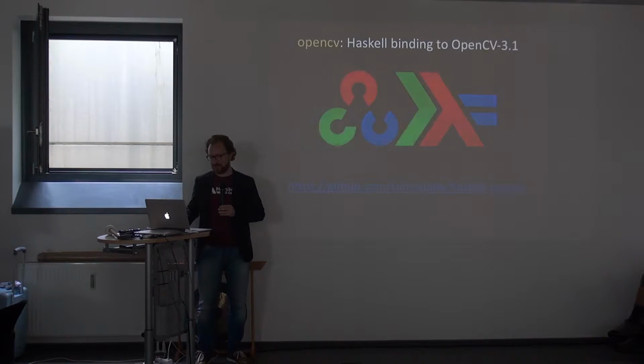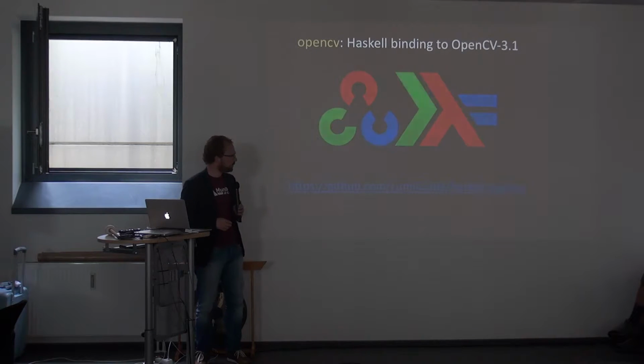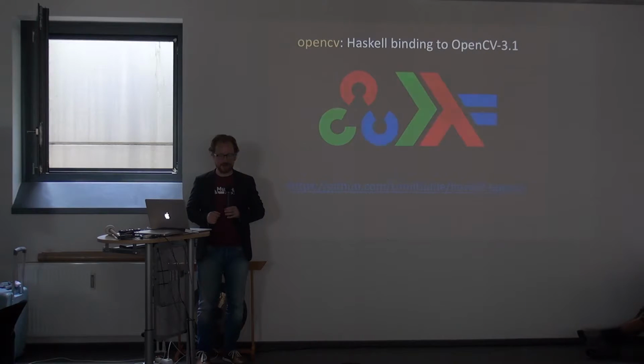So I want to now switch to OpenCV. Because we had to write our server in Haskell, we also had to create our own binding to OpenCV, because there are bindings to OpenCV in Haskell, but they target an older version of OpenCV, and we needed the latest version, 3.1. It has been open sourced. You can check it out here. We have quite a number of contributors already. A lot of them are sitting here at this table.